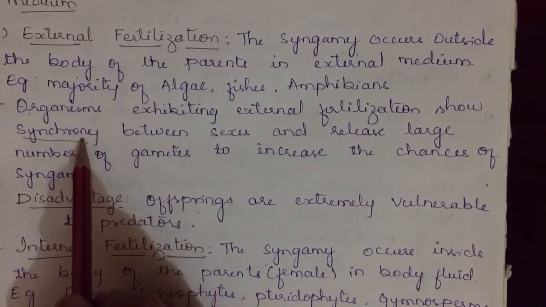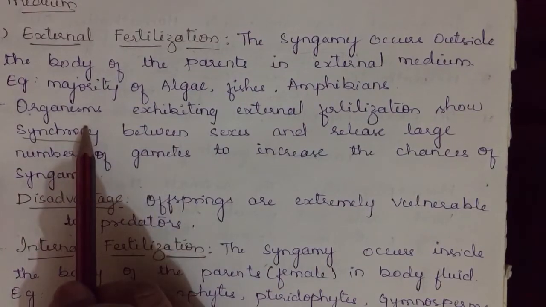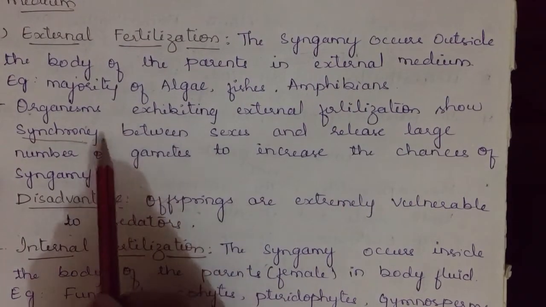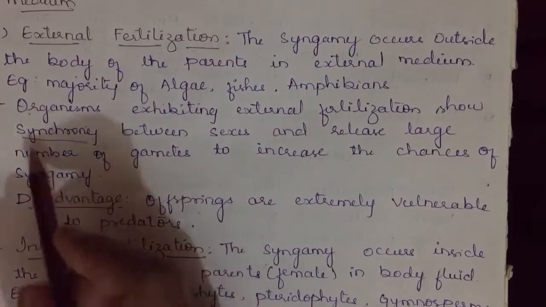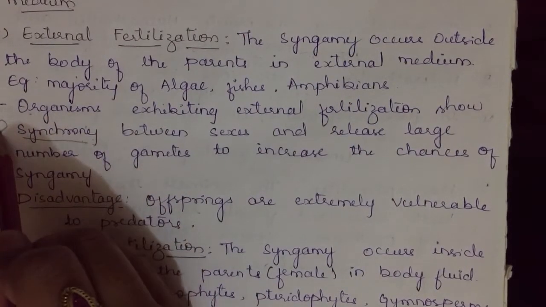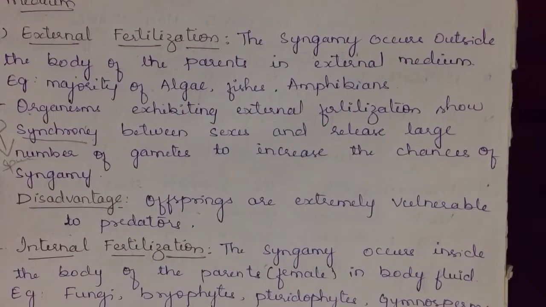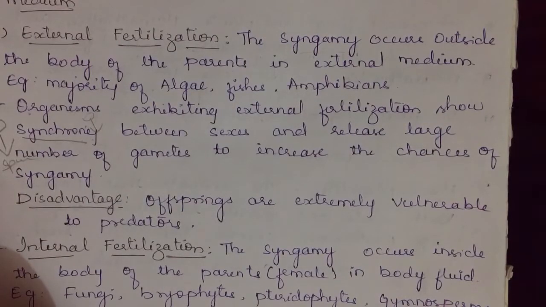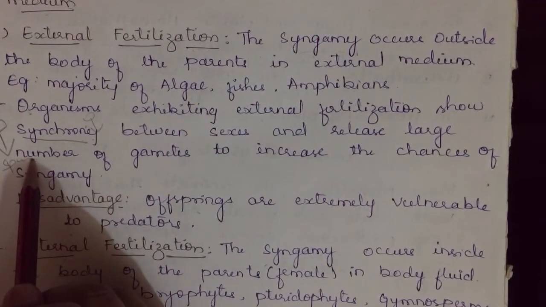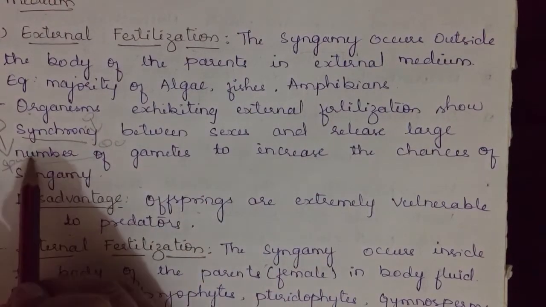Why is it necessary? Because both the sexes, male organism and female organism, should release their gametes in the water, in an external medium, at the same time. Just imagine, if a male frog has released sperms, but the female frog has not yet released ova. The sperm has been released, there is no ova in the water. Whether fertilization takes place? No. Then it is getting wasted.